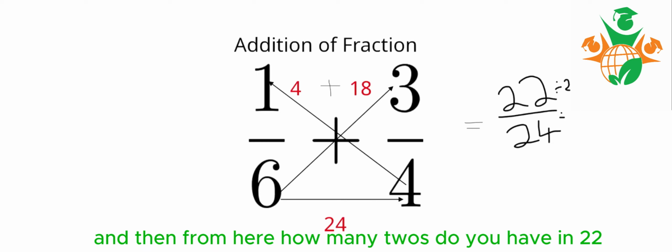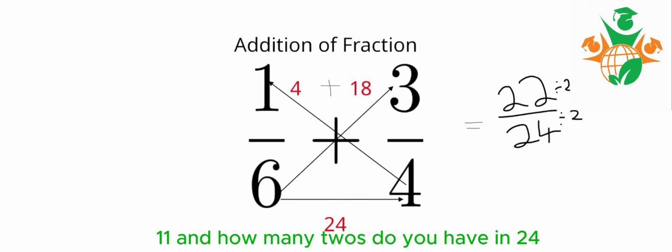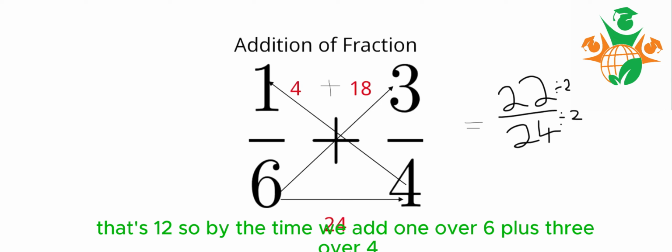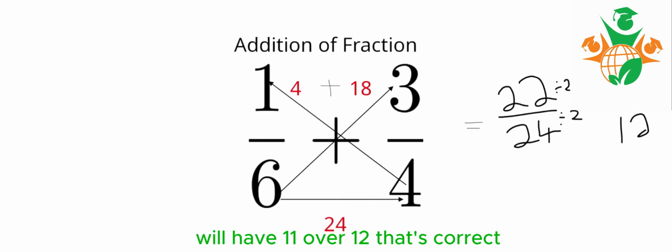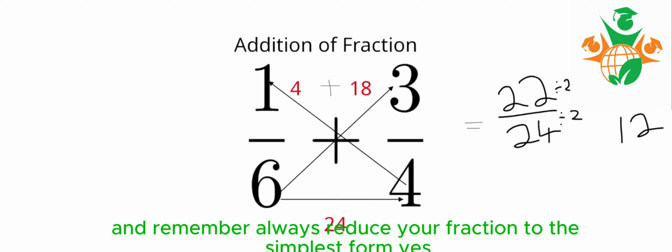And then from here, how many 2's do you have in 22? 11. And how many 2's do you have in 24? That's 12. So by the time we add 1 over 6 plus 3 over 4, we'll have 11 over 12. That's correct. And remember, always reduce your fraction to the simplest form.